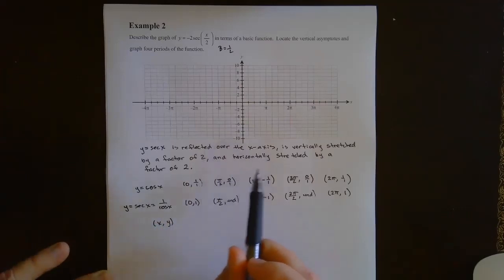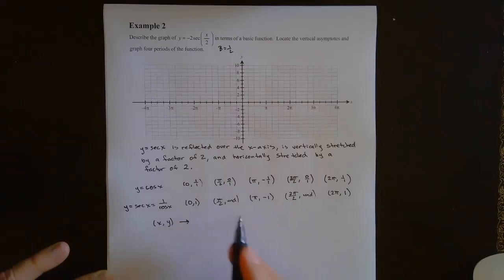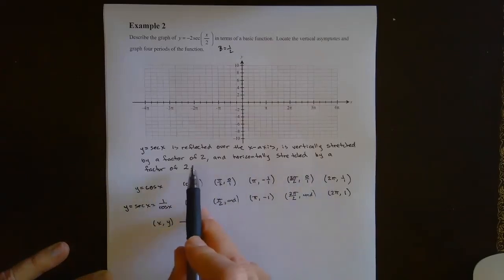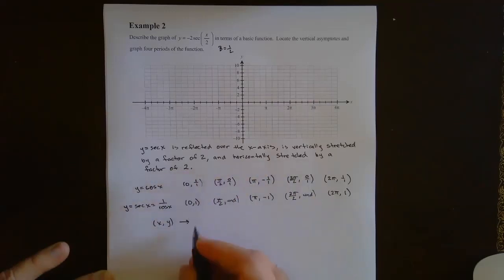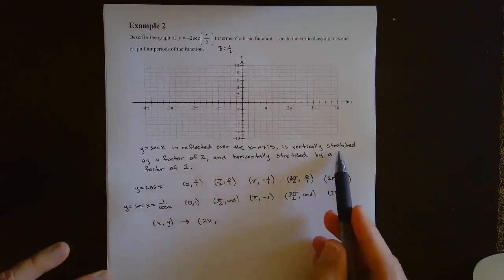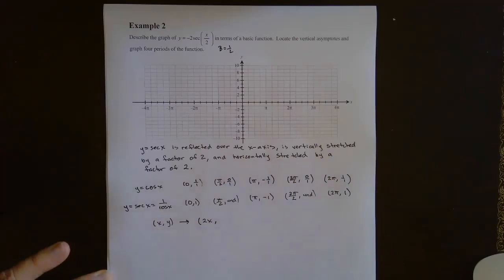Under this transformation, what are we going to do to the x's? The x's are stretched by a factor of 2, so our x's are all doubled, and that will be our new x. Sorry, I got kind of tongue-tied there. And what are we doing to our y's? They're reflected over the x-axis and vertically stretched by a factor of 2. So we're going to multiply all our y coordinates by -2. We're going to double all the x's, and all the y's we're going to multiply by -2.